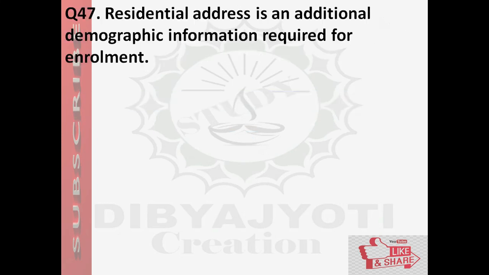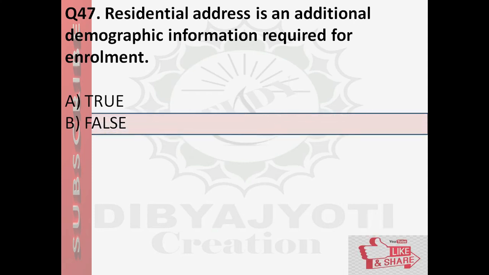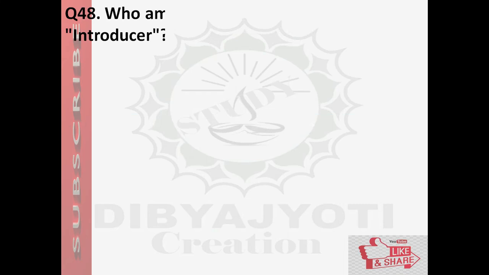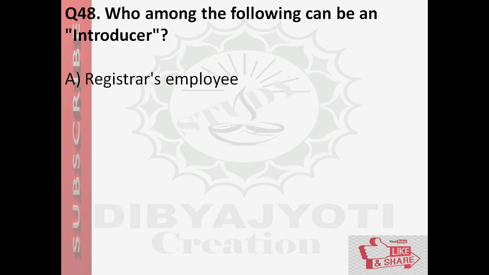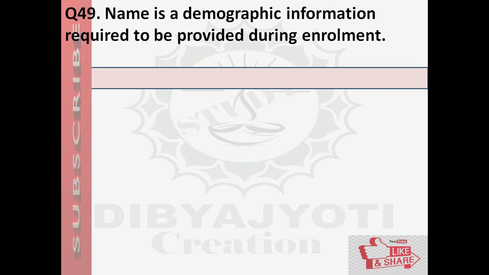Question number 47. Residential address is an additional demographic information required for enrollment. Option A, true. Option B, false. Answer is option B, false. Then question number 48. Who among the following can be an introducer? A, registrar employee, head of the family, any Indian citizen, a farmer. Answer is registrar employee.